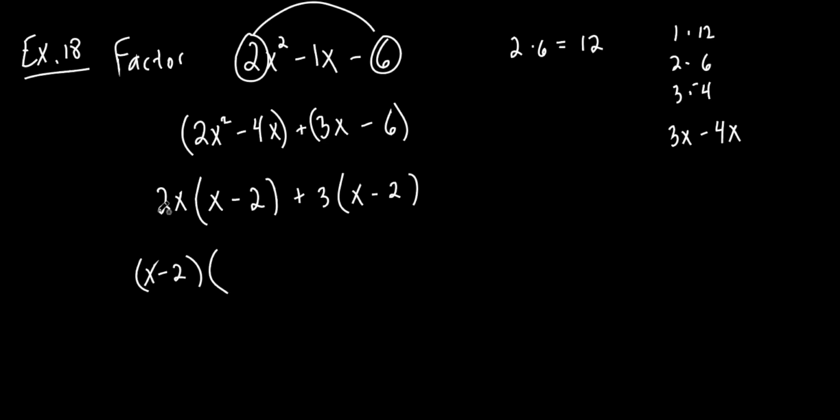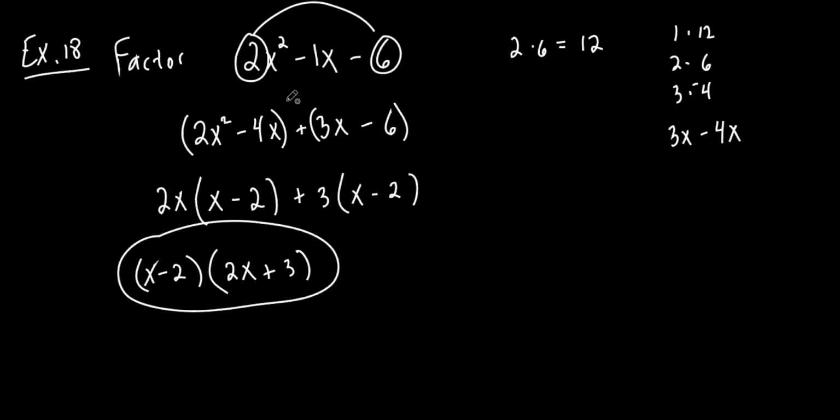And what am I left with if I factor out an x minus 2? 2x here plus what? 3 there, and there you go. You could have just started with this and just tried a bunch of numbers, right? But look at all the possibilities you would have.